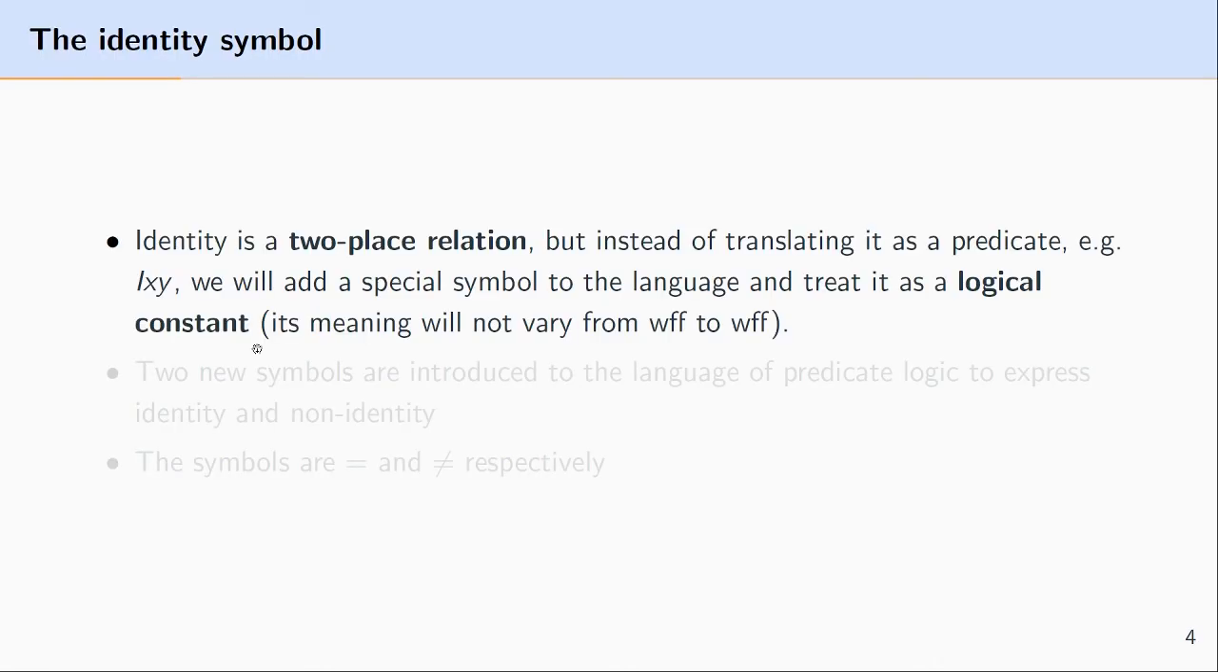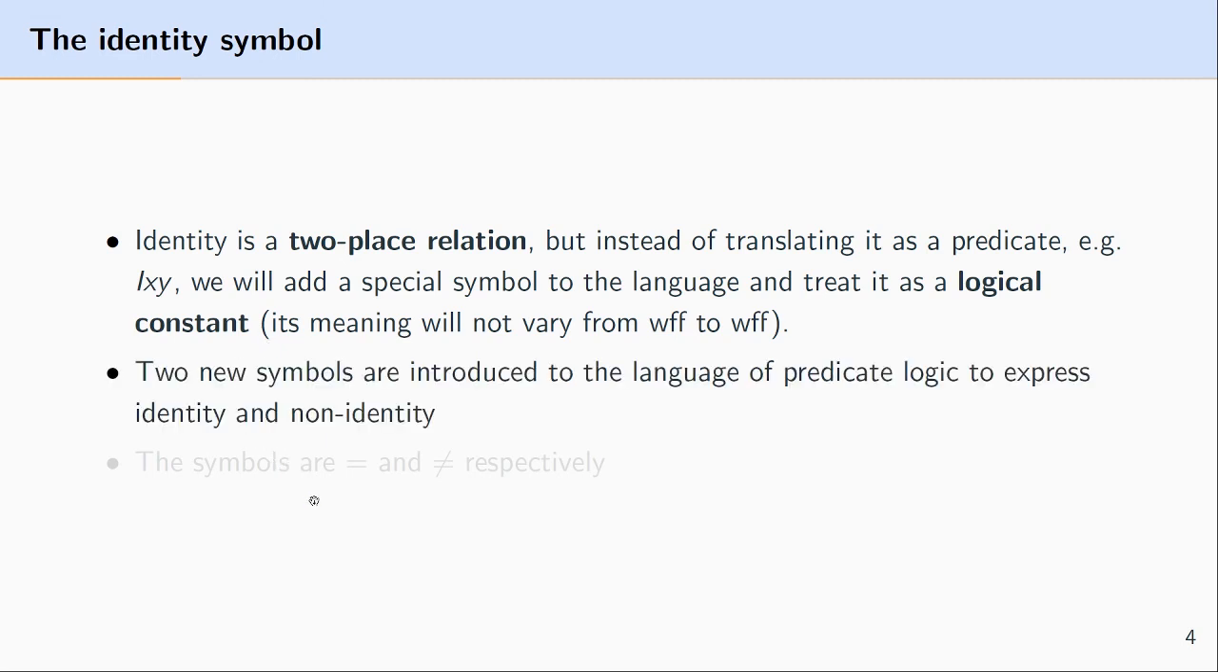So the first thing to do is to talk about identity symbols. That is, we're going to introduce into the language a symbol to stand for numerical identity. This is pretty straightforward, but there's one preface to it. We can understand identity as a two-place relation. That is, it's a relation between one thing and another thing. And because it's a two-place relation, we can represent it using a two-place predicate. But rather than doing that, we're going to treat identity as a logical constant. In the case of predicates, the meaning can vary from model to model, depending upon the interpretation. But when we treat it as a logical constant, its meaning stays fixed, and so it won't vary from model to model.